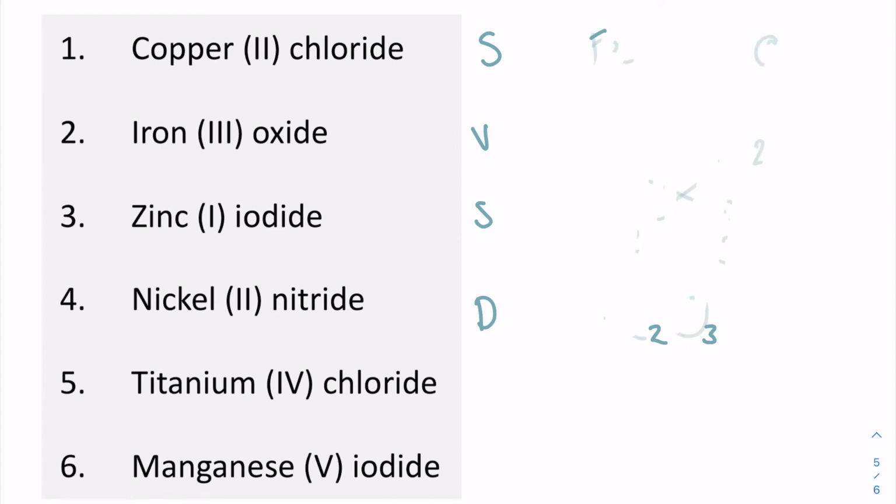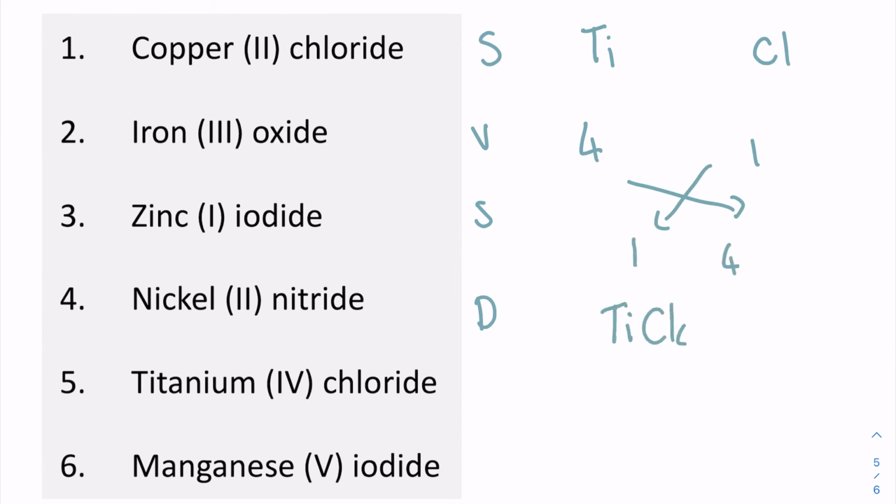Let's go for one more. Actually, no, let's go for number 5. Let's try titanium. So titanium is Ti, and chloride is Cl. The valency of titanium is in brackets, it's 4. Chlorine is 1. Swap them over, and then drop them down, TiCl4.